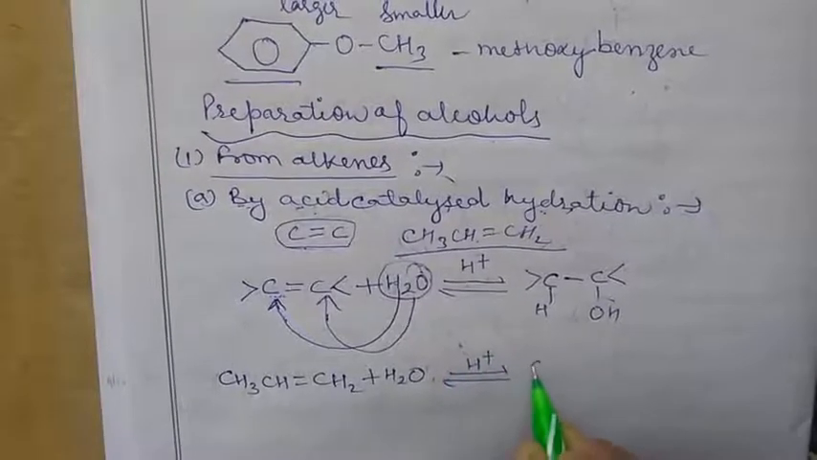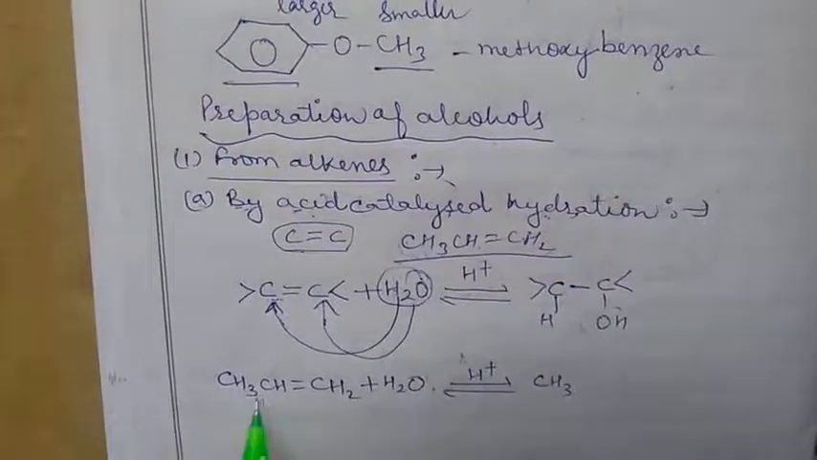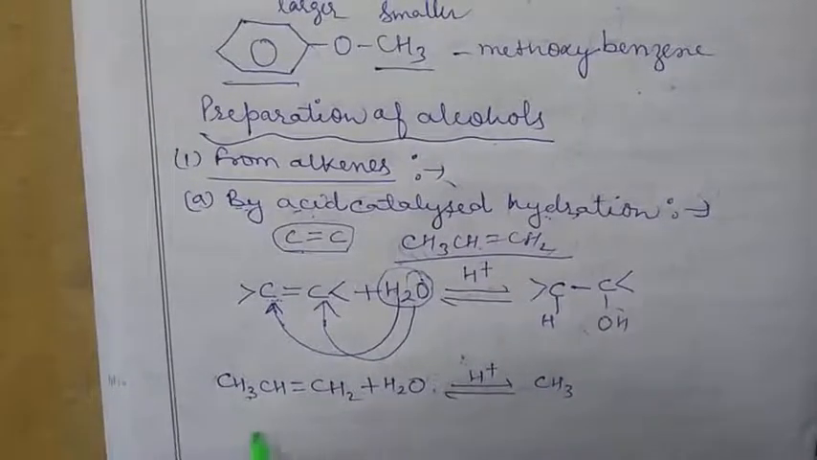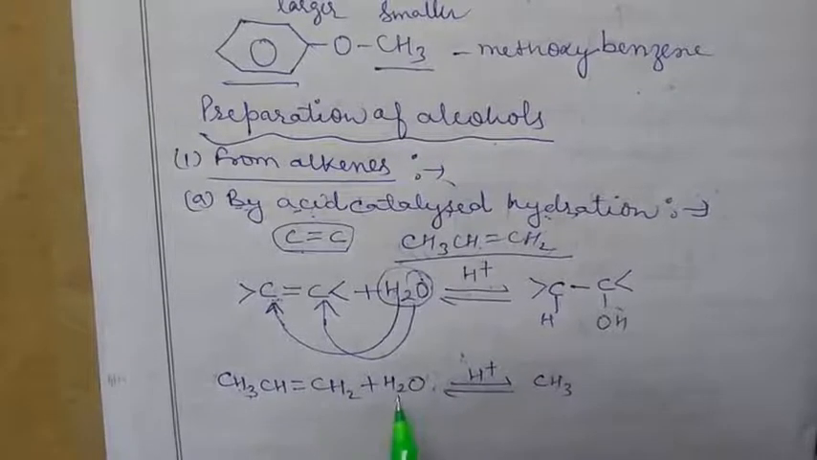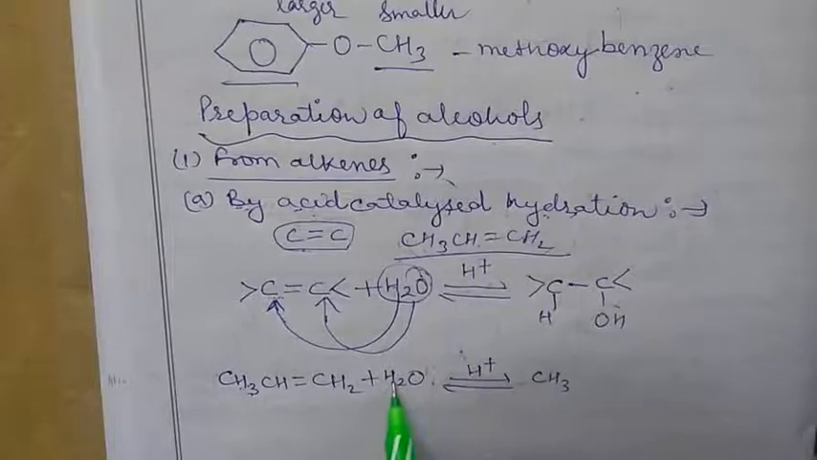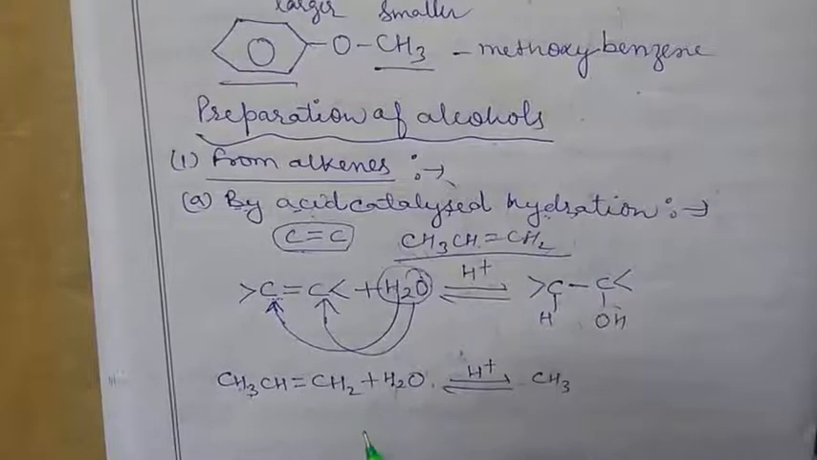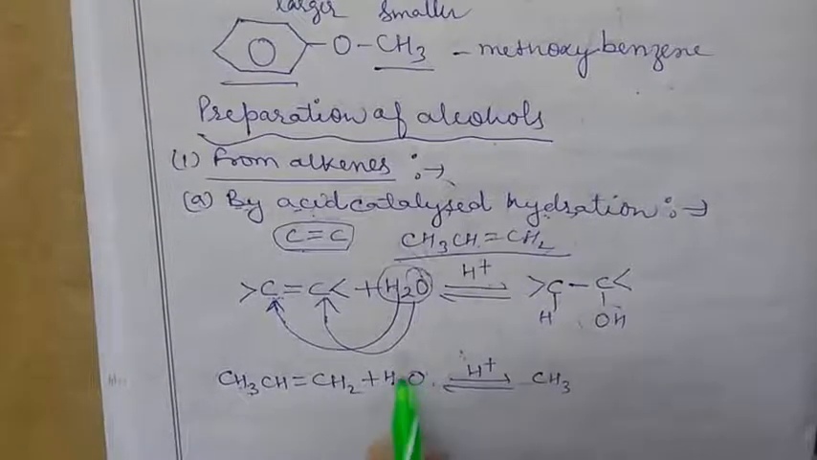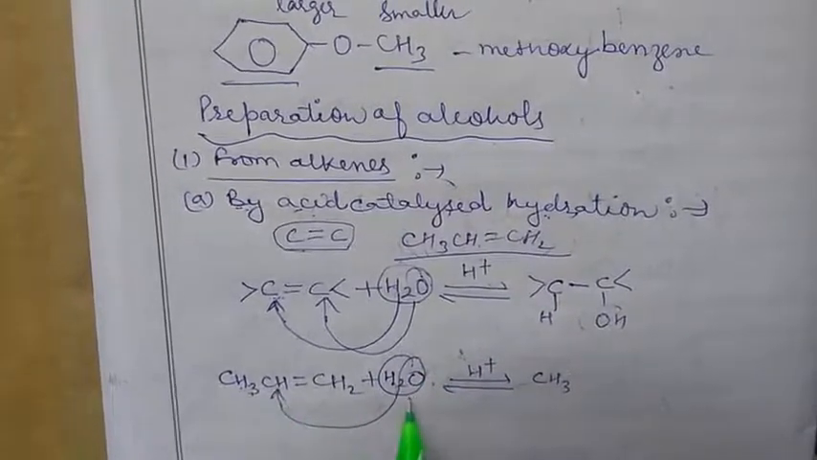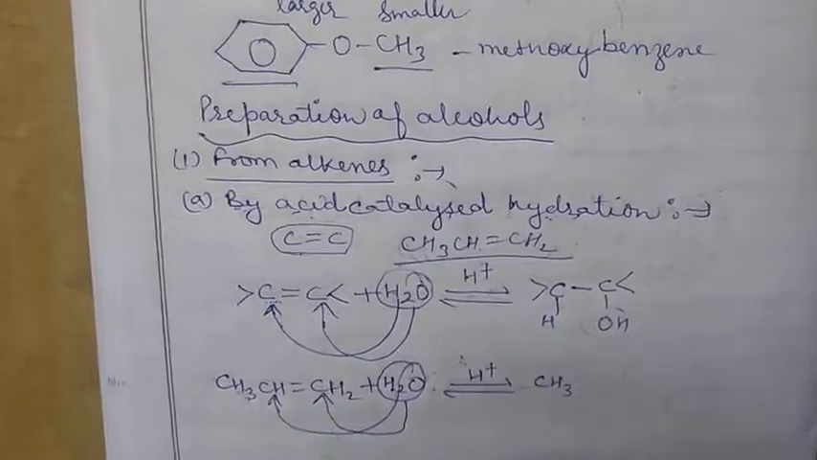So what happened? CH3 is the same CH3. No change takes place in this carbon atom because it does not have any double bond. So what happened? One hydrogen goes to this carbon atom, and the OH group is attached to the other carbon atom.